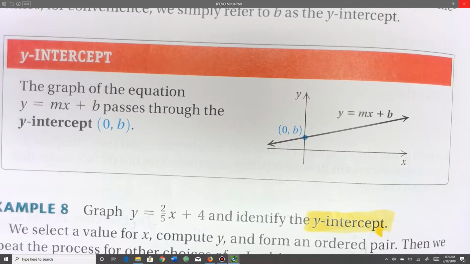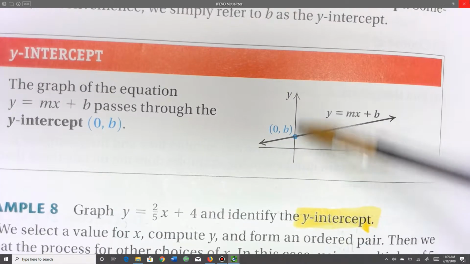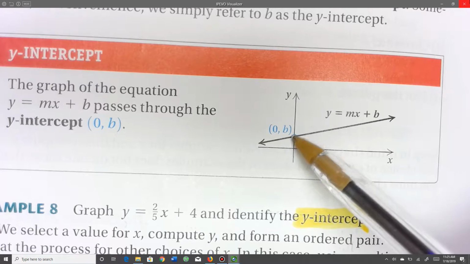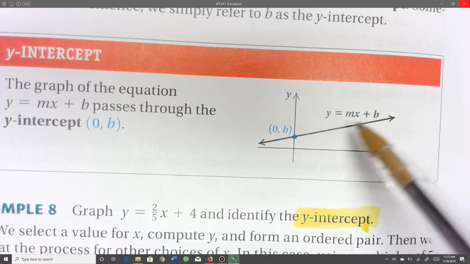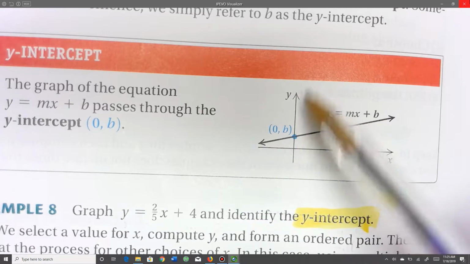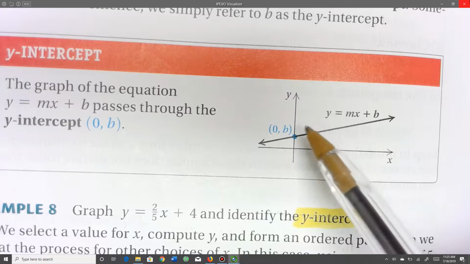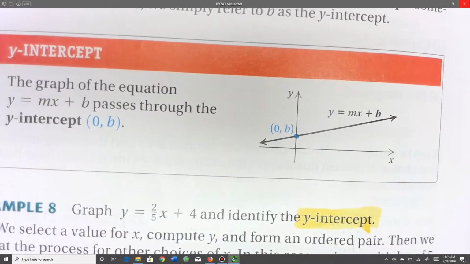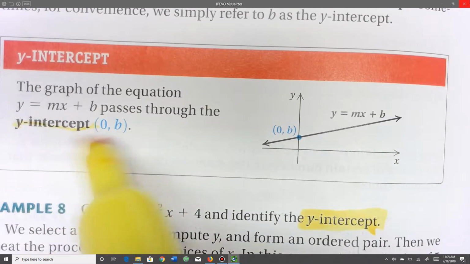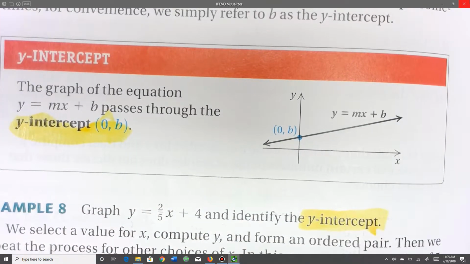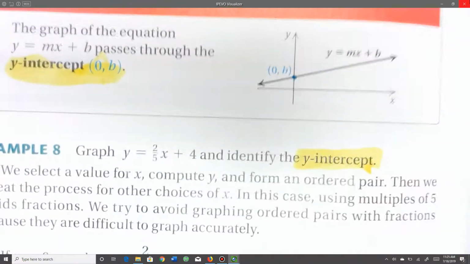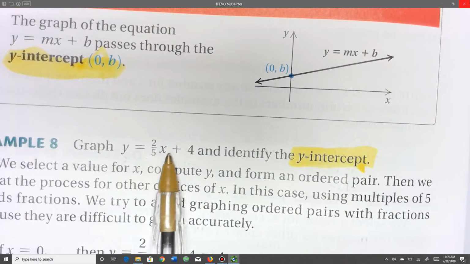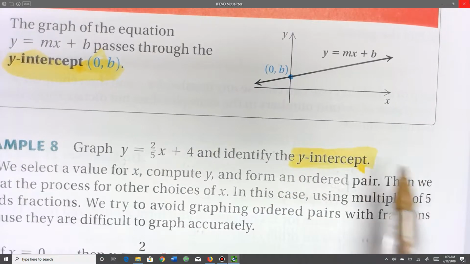it's where the graph crosses the y-axis. That's the y-intercept. In other words, the point, the ordered pair, where the graph crosses the y-axis. You need to know that, to remember that. Memorize that as soon as possible. So the question is asking us to graph this equation and identify the y-intercept.